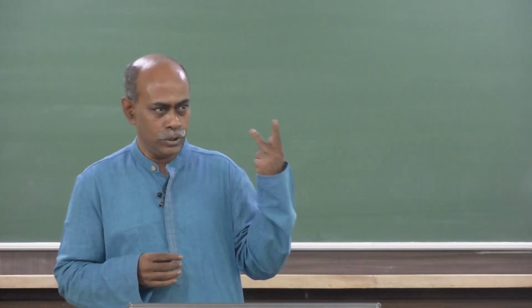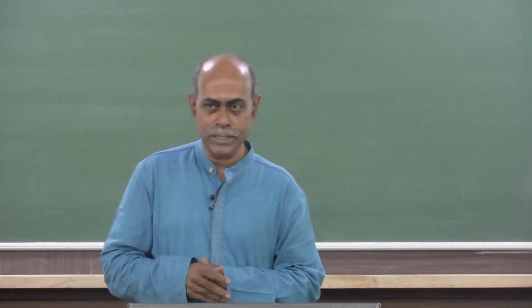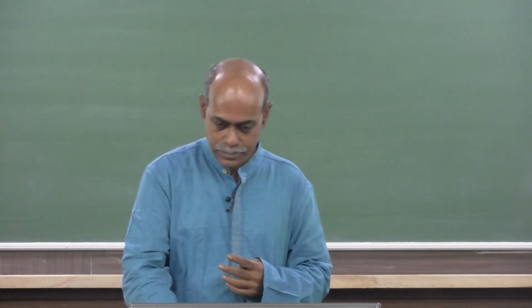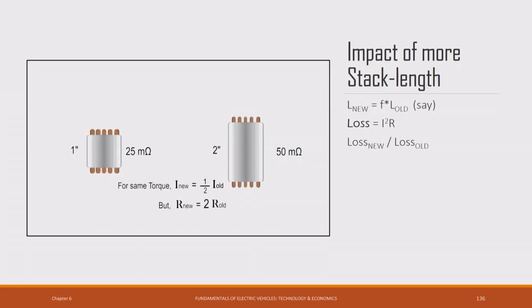But the current is half. I squared R is the loss. The two are again conflicting with each other. What is the net result? Let us say that the new length is f times the old length. In this picture, f is 2. The new length is 2 times the old length. Loss is I squared R. The new loss by old loss is what we want to compare.